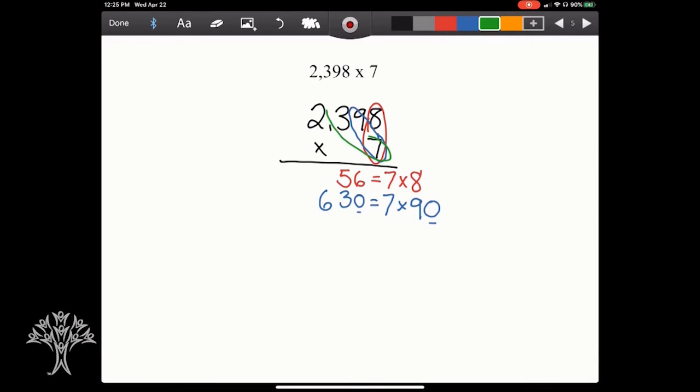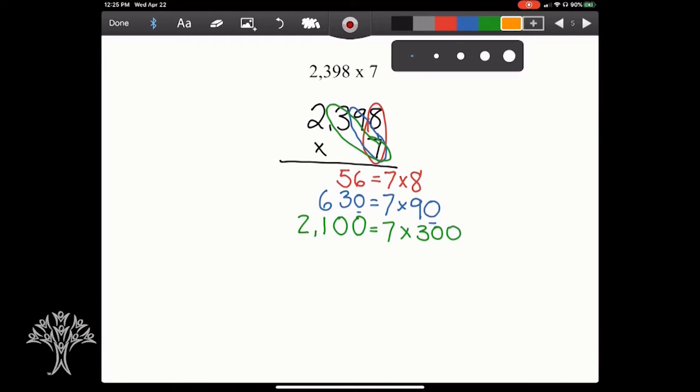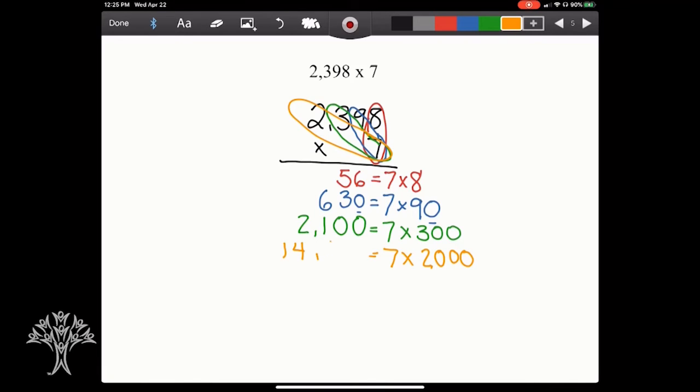My next one is 7 times 300. Hopefully this is all coming back to you now if you practiced with us earlier this week. So 7 times 300. I know 3 times 7 is 21. But we're talking about 2,100 with those place value spots that I need to move. And then my last one is 7 times 2,000, which would equal 14,000.